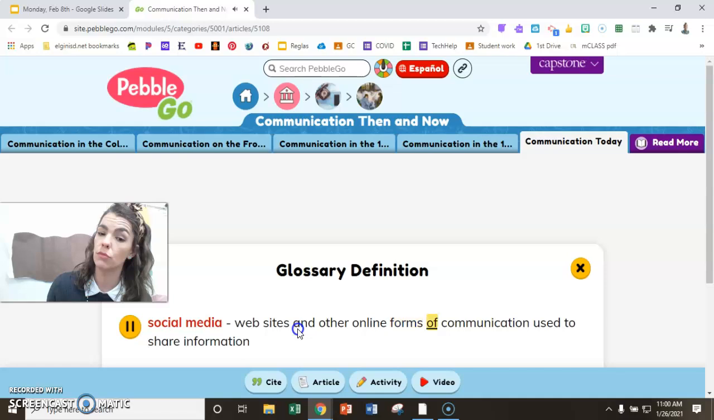Websites and other online forms of communication used to share information.